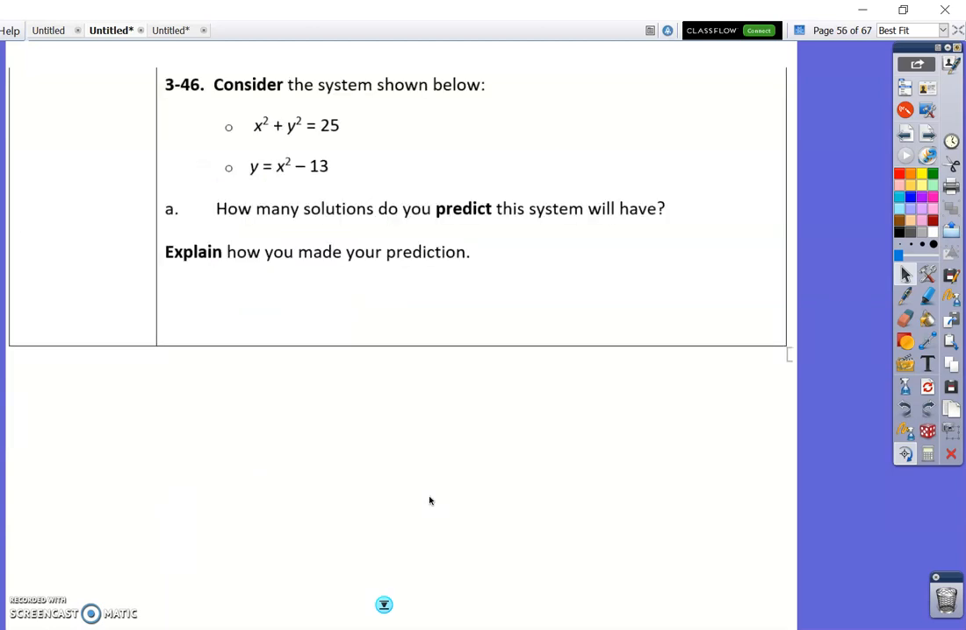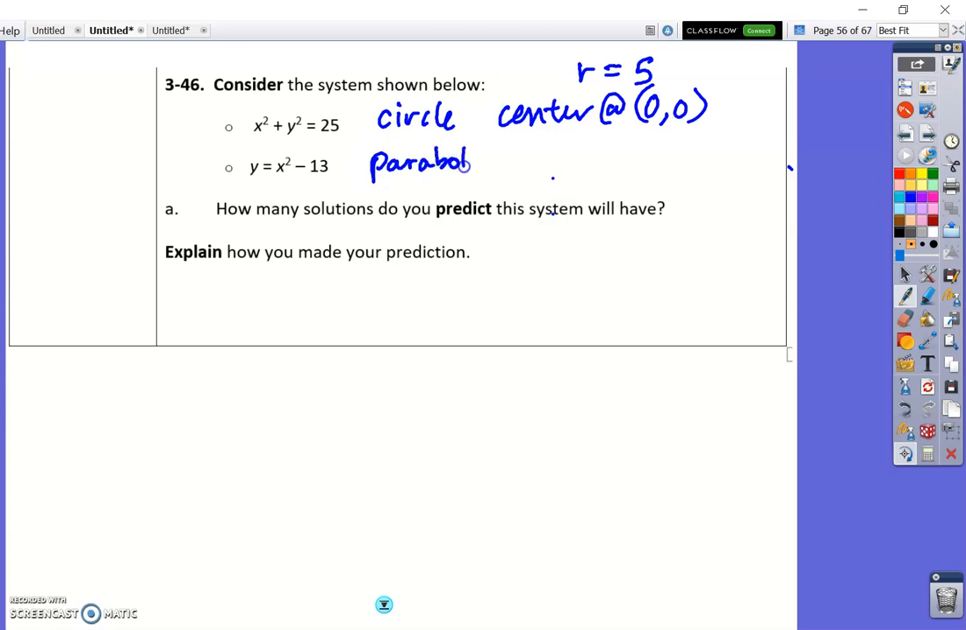Consider the system shown below. Here we have a circle with center at the origin and a radius of 5. And then we have a parabola that has been shifted down 13 units, so it's got a y-intercept of negative 13. It's opening up, that kind of stuff. So I know I have a circle and a parabola.